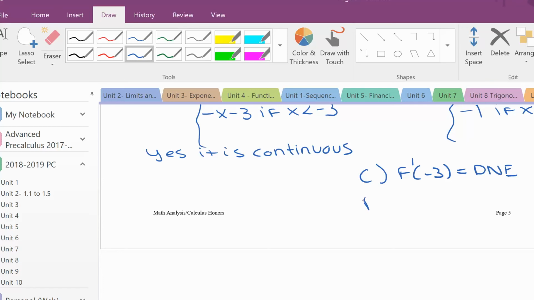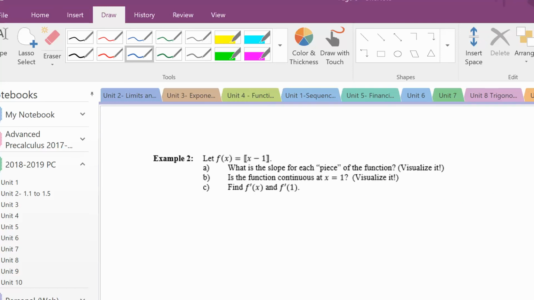So for part D, it says explain what is happening graphically. Graphically, there's a sharp turn. So that's why the derivative does not exist there. All right, so let's look at the next one.